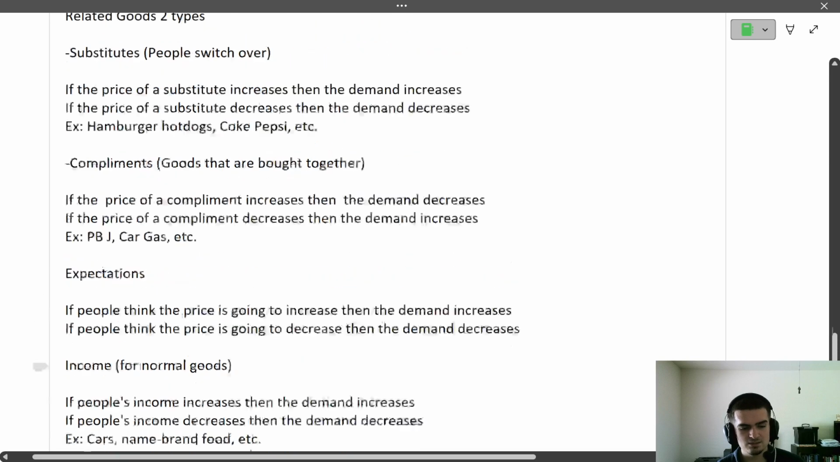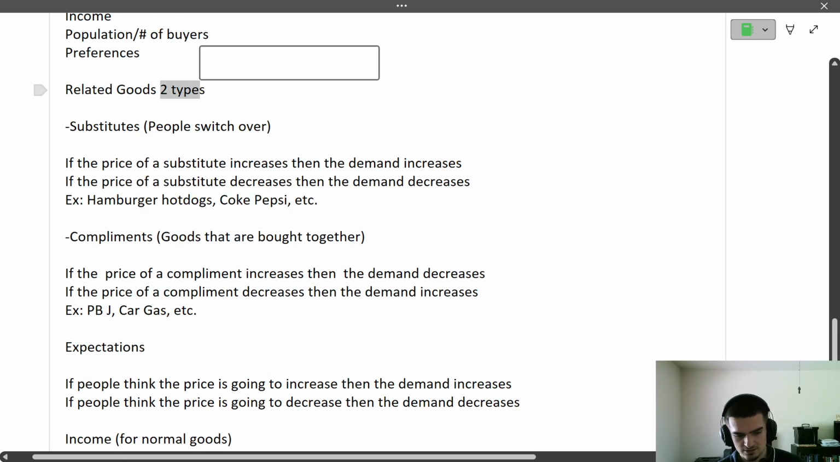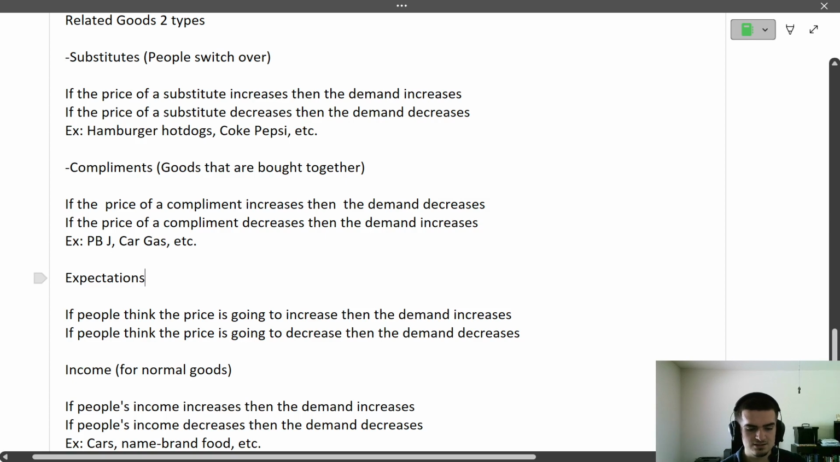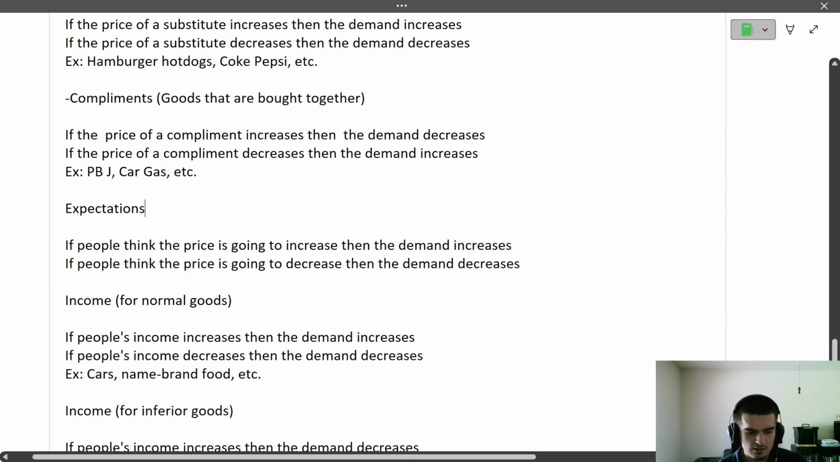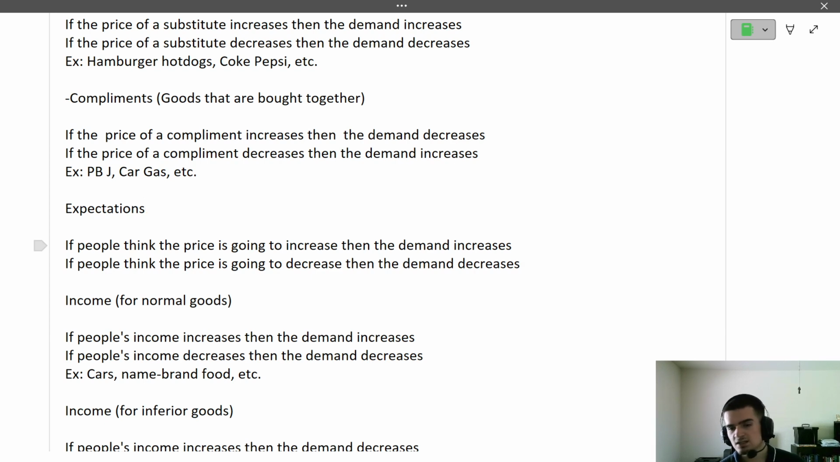All right, that's related goods, the two types of related goods. Next, expectations. Expectations is what people think is going to happen. If people think that the price is going to increase, then the demand increases, so they get the cheaper deal today. You see it with sales, right? If a store advertises a sale that ends at the end of April, people are going to buy more stuff to take advantage of the sale because they think the price is going to increase later. So their demand increases now.